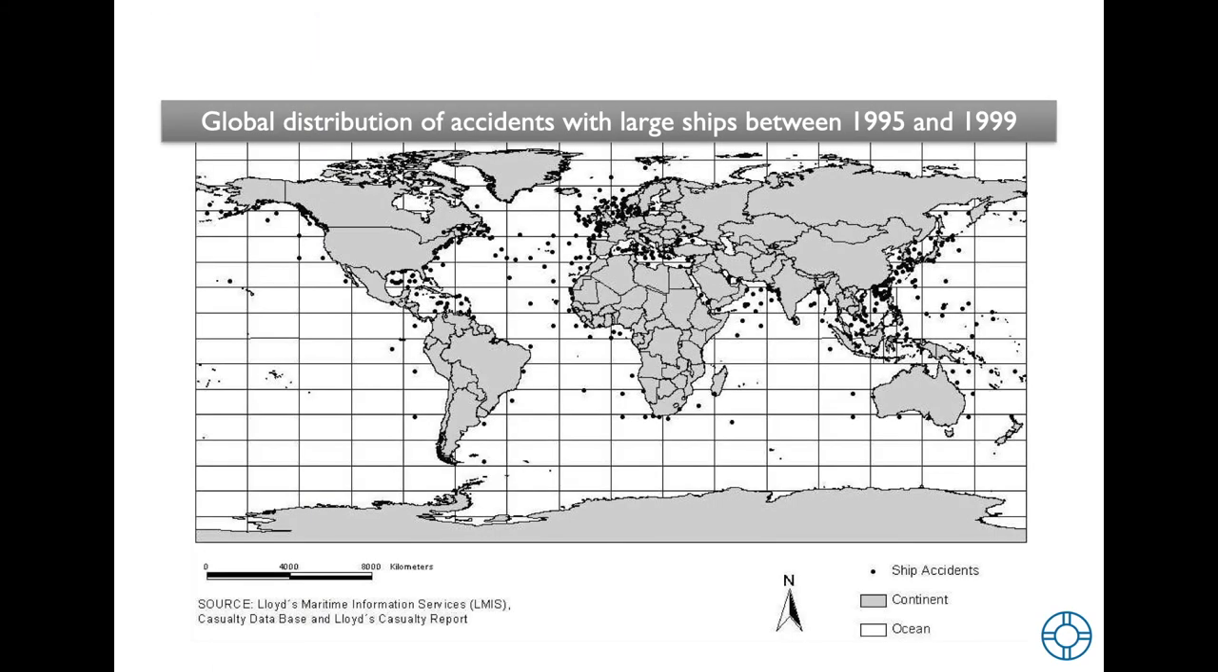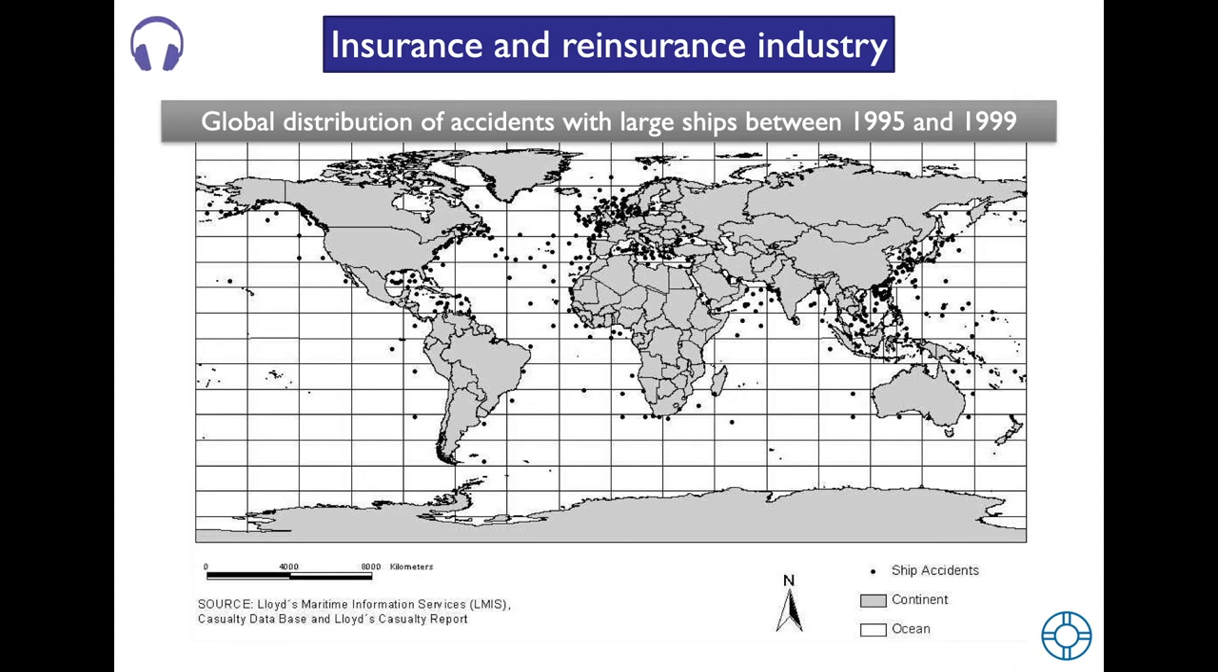The insurance and reinsurance industry is another industry that is very interested in the knowledge about giant waves on the global ocean. This map shows a global distribution of accidents with large ships between 1995 and 1999, and the black dots over the map show the position of ship accidents. The source of this map is Lloyd's Maritime Information Services. Lloyd's is the greatest insurance company of the Western world.